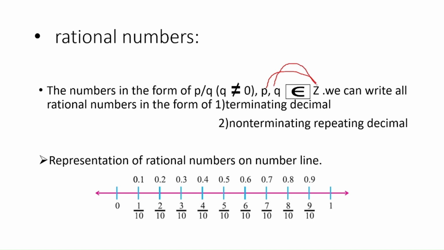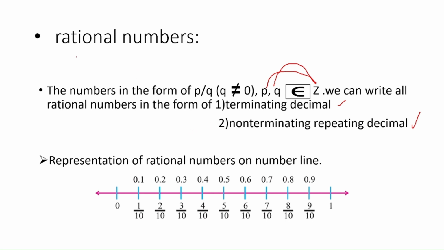We can write rational numbers in the form of either terminating decimals or non-terminating repeating decimals. Some rational numbers are present in the form of terminating decimals and some are present in the form of non-terminating and repeating decimals. What terminating decimals and non-terminating repeating decimals are, we will see in the next slides.